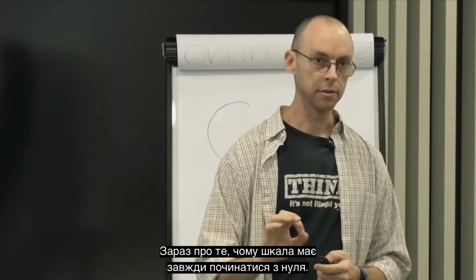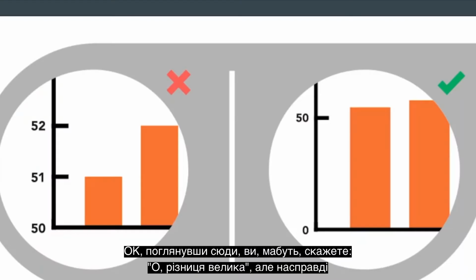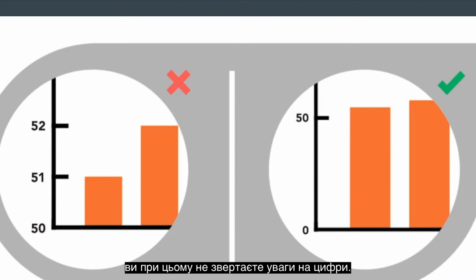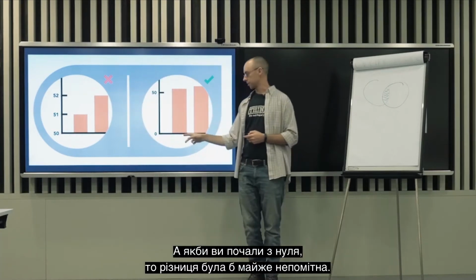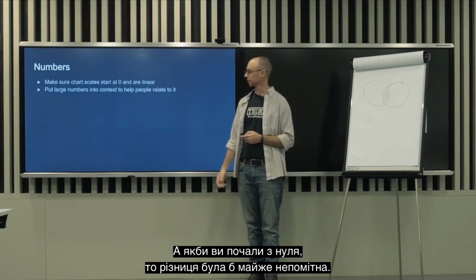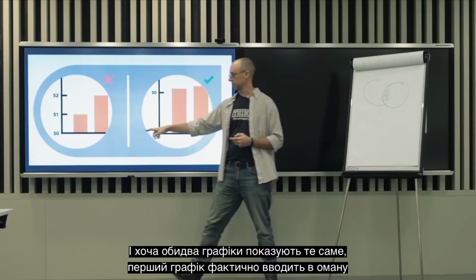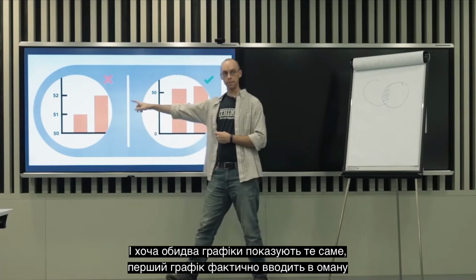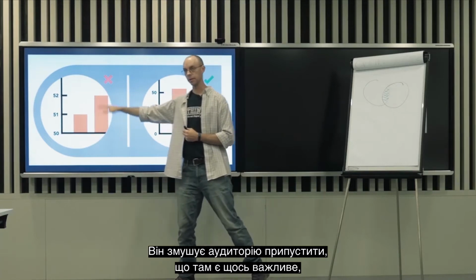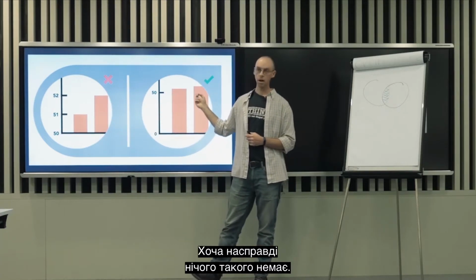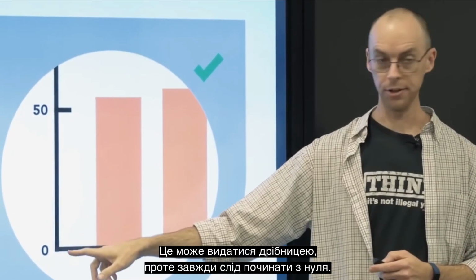So this is why scales should always start at 0, okay? If you're just looking at this, you're like, oh, that's a big difference. But you don't actually pay attention to the numbers, and you see it actually starts at 50 and only goes to 52. So when you actually start at 0, it's like, oh, that's not that much of a difference. Even though this is both the same thing, this is actually kind of lying to your audience. It's misguiding them, thinking that there actually is something there, when in reality, there's not. So it's a small thing, but just always start at 0.